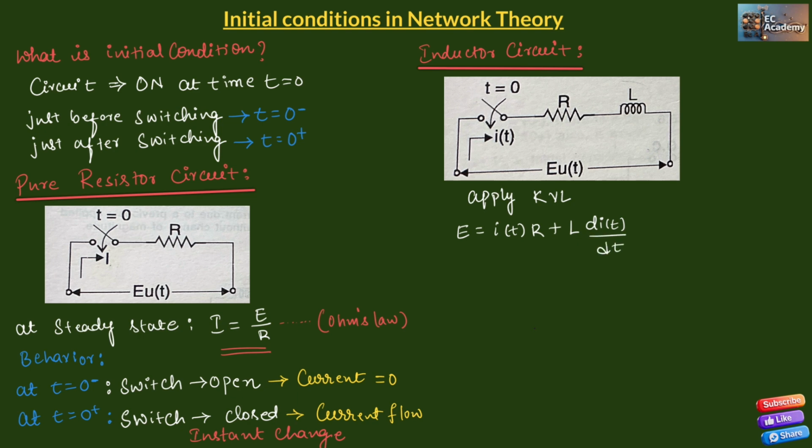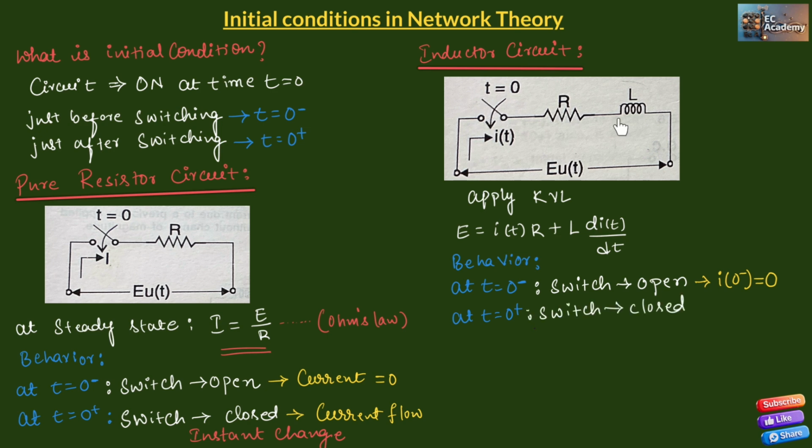Now let us understand the behavior of the circuit. Now at t is equal to 0 minus, let us assume the relaxed circuit, which means no initial current is flowing. So just before switching, where a switch is open, the current I0 minus will be equal to 0. At t is equal to 0 plus, when switch is closed, the current in the inductor cannot change suddenly. So this is very important rule that you need to remember. When the switch is closed, the current in the inductor cannot change suddenly.